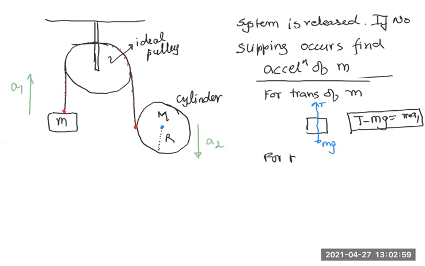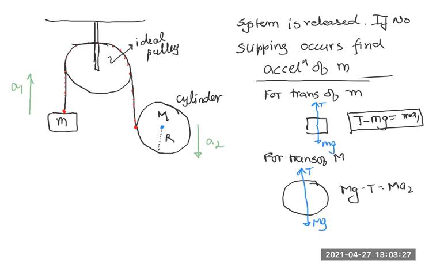Now, if I talk about the translation of M, इसके ऊपर मैं क्या प्रोसेस कर रहा हूँ? T, mg, देखिए मैंने arbitrarily assume किया है कि वो नीचे जा रहा है, जरूरी नहीं. You can assume both accelerations to be upwards as well. It will not matter. So this will be mg minus T is equal to capital M a2. I hope यहाँ तक सबके आंसर मैच हो.